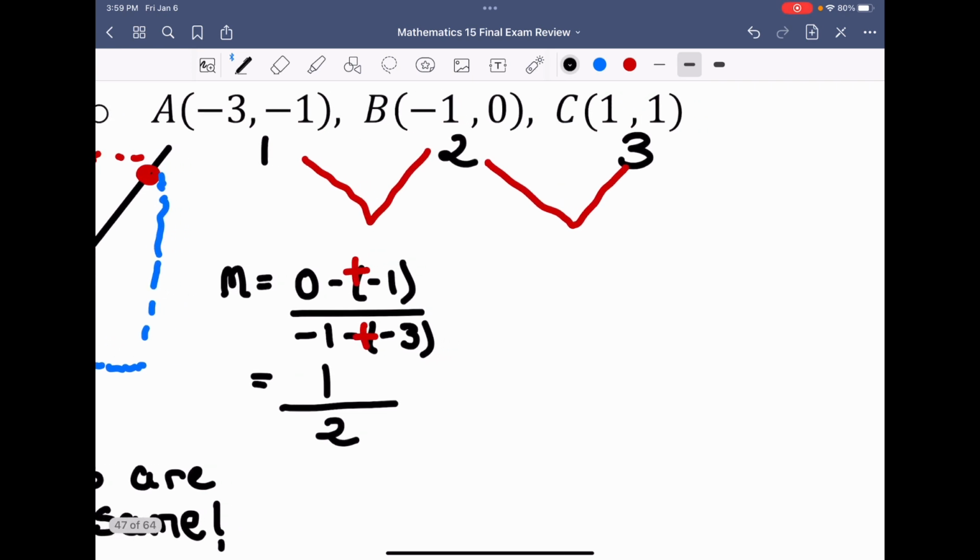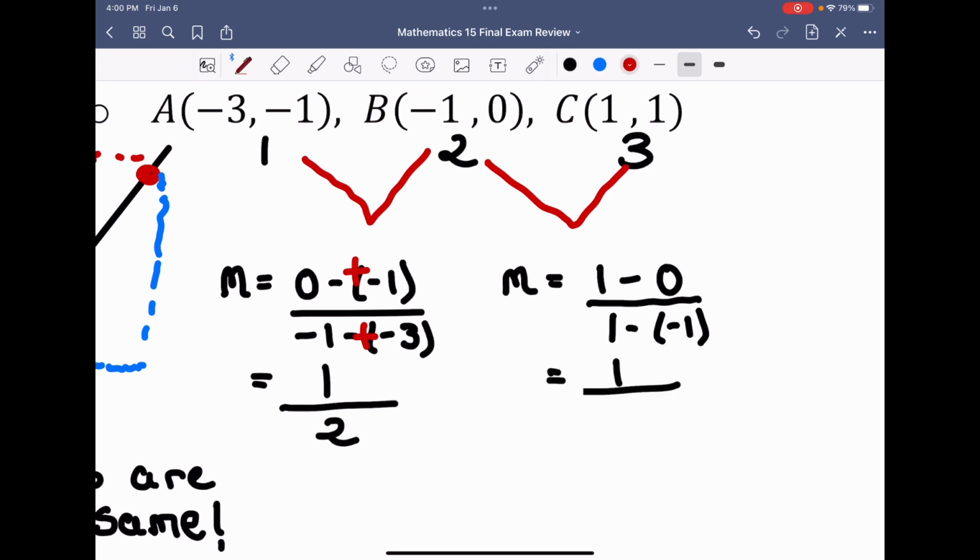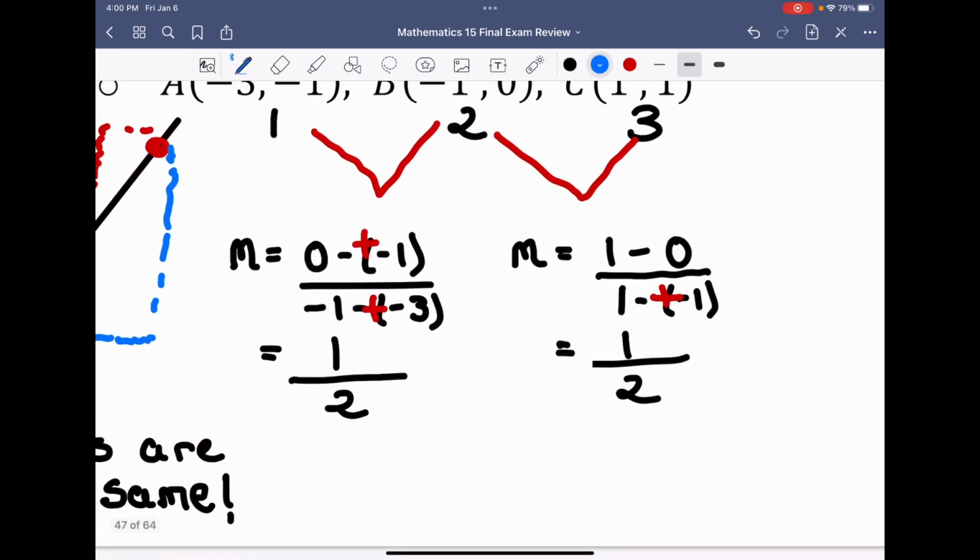Now we have to confirm that between B and C, they also share that same slope. So m is equal to y2, which is 1, minus y1, which is 0, over 1 minus negative 1. When we do this calculation, we get 1 minus 0, which is 1, over 1 minus negative 1, which turns into a plus, is 2. The slopes are the same. Perfect. So we can say, therefore, yes, these are collinear.